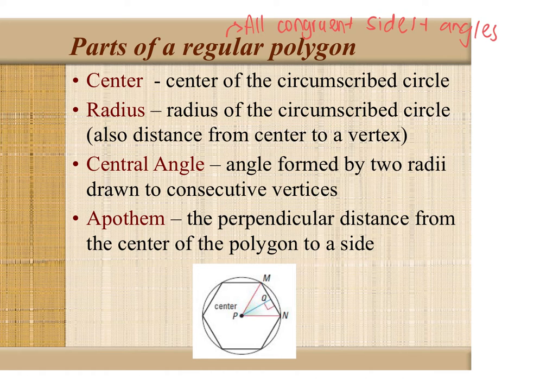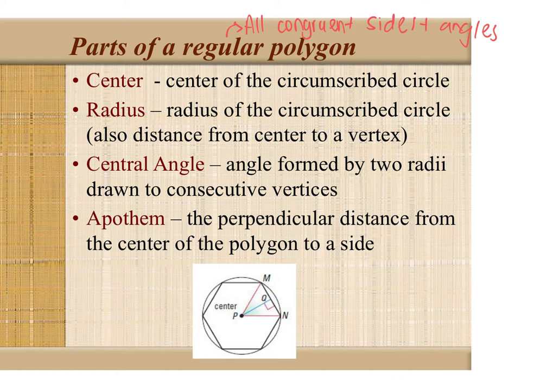So it's almost like the perfect shape. If you have a regular pentagon, all 5 of those sides need to be the same length, and all 5 of those angles need to be the same measure. Okay, now you can copy down. The center of a polygon is the center of the circumscribed circle. So you're going to imagine that there's a circle that circumscribes your shape. The center will be the center of the circle that includes your figure.